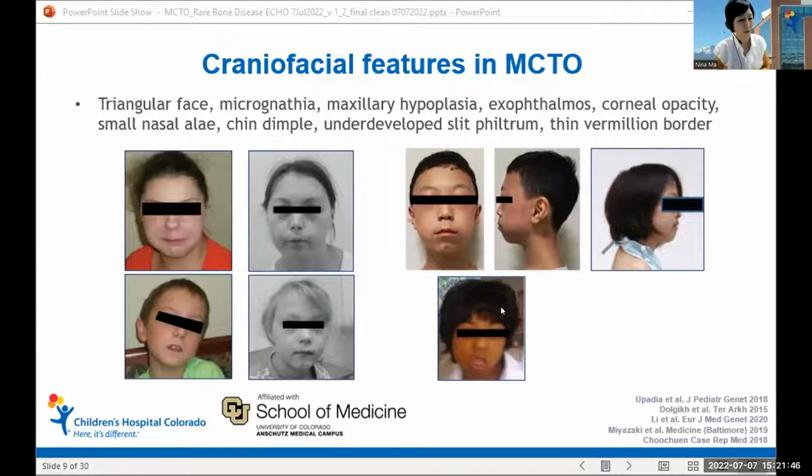So when there is the presence of these craniofacial features, particularly in the context of arthritis or nephropathy, it's important to consider a diagnosis of MCTO.